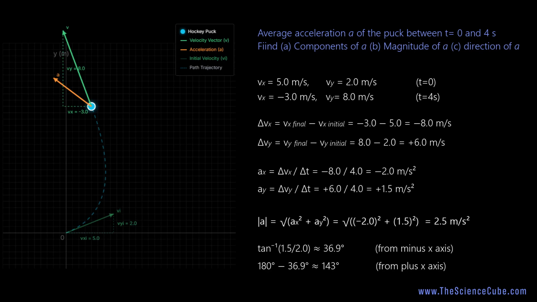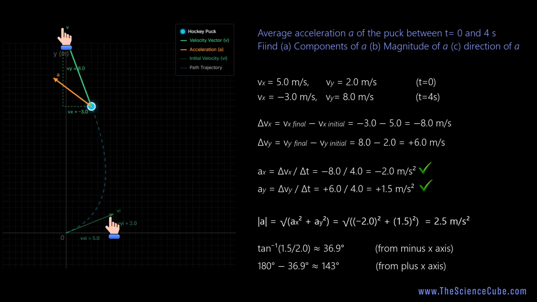And before we wrap up this problem, let us quickly do a sanity check to make sure the answer makes sense. Look at the x direction first. The x velocity went from plus 5 meters per second to minus 3 meters per second. That is, it decreased. So ax must be negative, and we got ax equal to minus 2 meters per second square. So check, that's correct. Now the y direction, the y velocity went from plus 2 meters per second to plus 8 meters per second. That is, it increased. So ay must be positive, and we got ay is equal to plus 1.5 meters per second square. So you can check this also, it is correct. Both components have the signs we expected. So the answer makes sense.